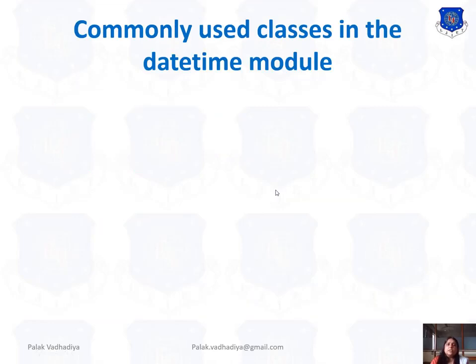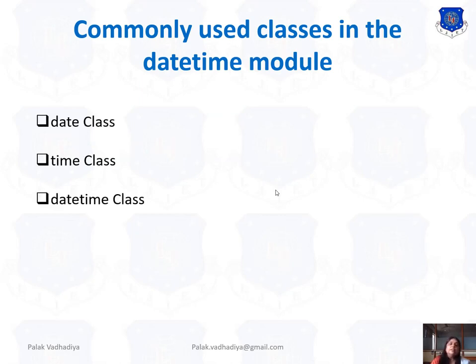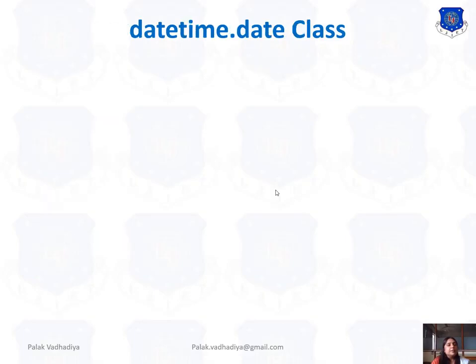Now we will discuss the commonly used classes in the datetime module. The first class is the date class. Then the time class. And then the mixing of date and time, that is the third class, the datetime class. And the fourth one is the timedelta class. One by one we will discuss each in detail.